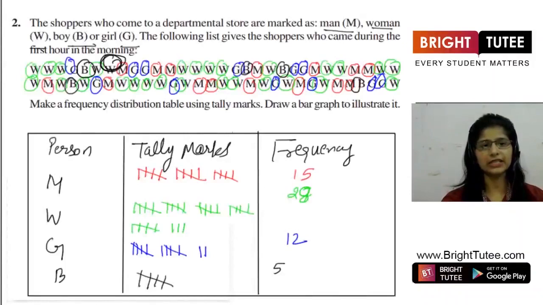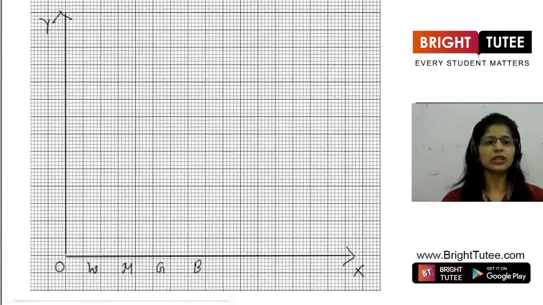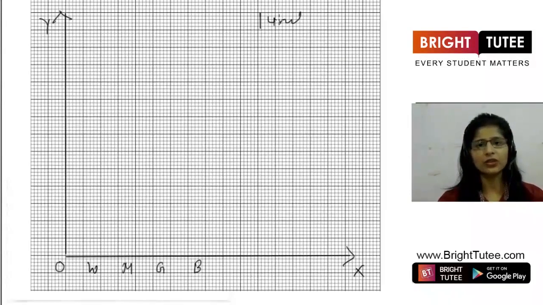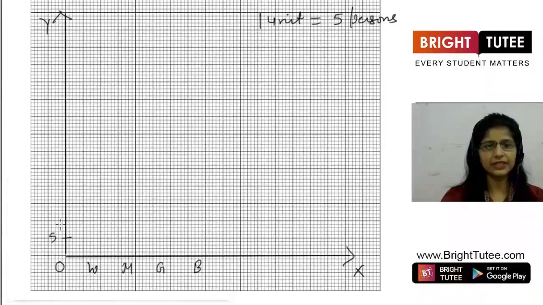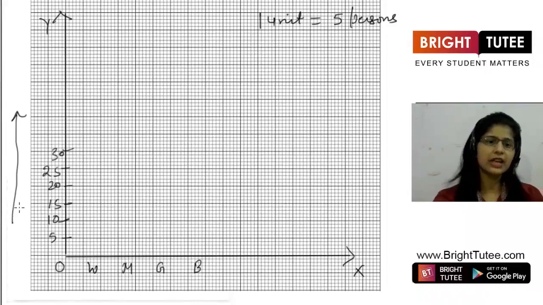And how are the numbers? Just to see, numbers are like 5, 12, 28, 15. So let us take a gap of 5. So the scale would be that 1 unit represents 5 persons. Okay, so 5 is here. Here is 10, 15, 20, 25 and 30. That's enough for us. So on this axis we are representing the number of people, or we can say persons.